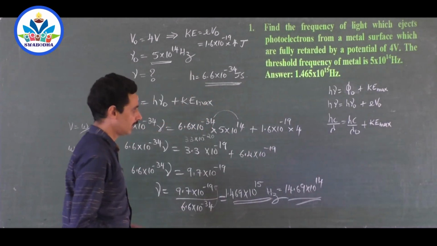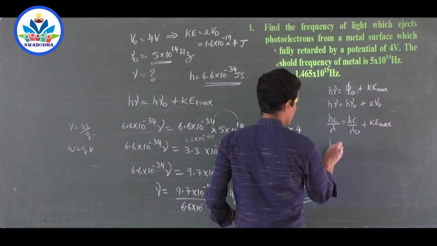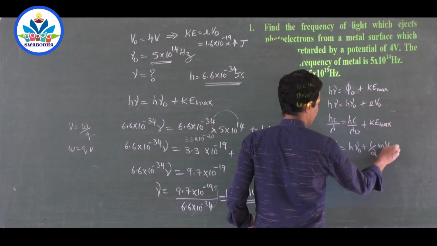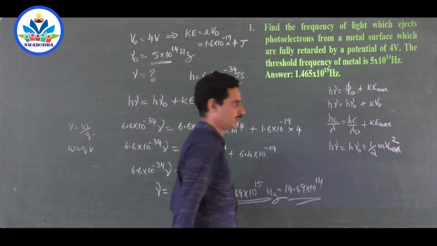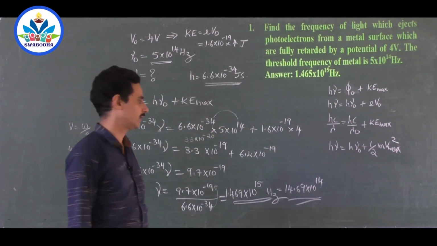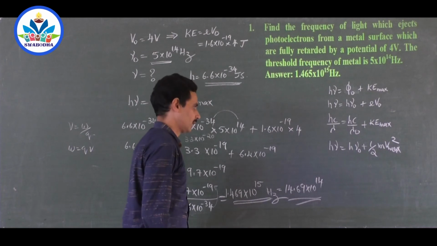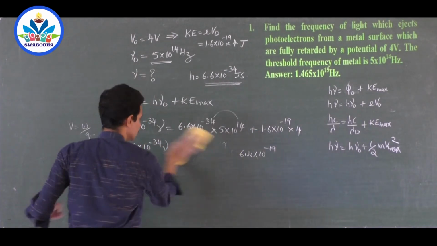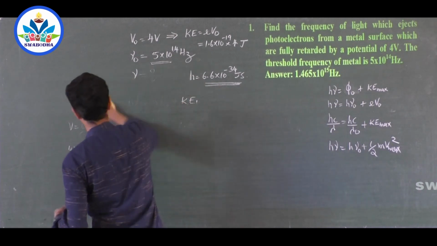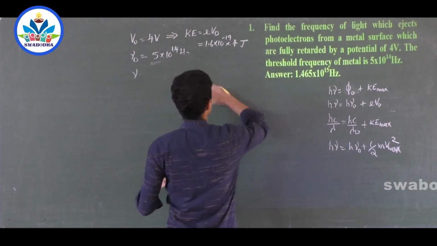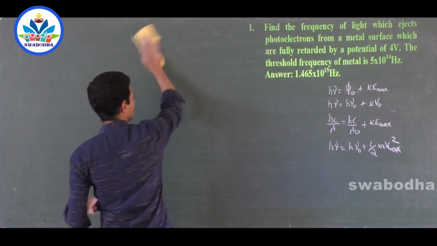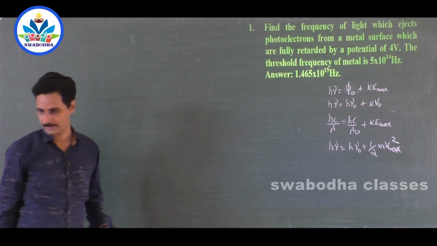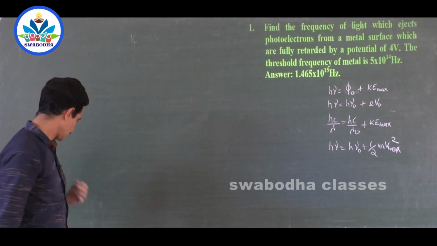And one more, h nu is equal to h nu naught plus half m v maximum square. Kinetic energy is half m v square. V maximum is the highest velocity of the electron. Okay, so we have finished this. Hope you have followed. If you have not followed, please ask me, don't hesitate. Sir is busy and we don't have any time to answer? You just ask me, I will answer in my own time, no problem. Shall we move on to the next question?